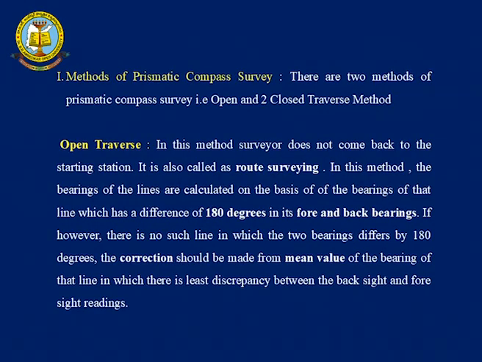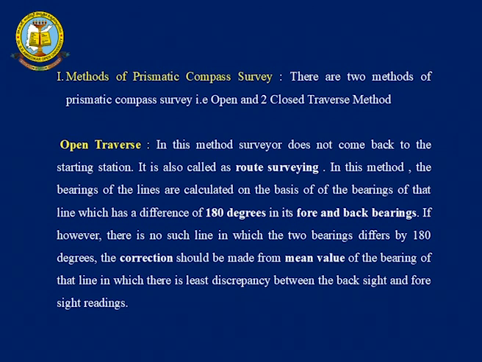In this traverse survey with the prismatic compass, there is an open traverse method and a closed traverse method. In the open traverse method, the surveyor does not come back to the starting station, but in the closed traverse compass survey method, the survey starts from point A and you come back again to the starting point.